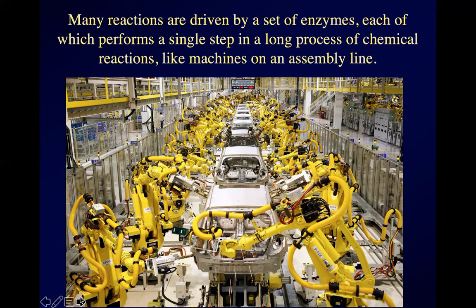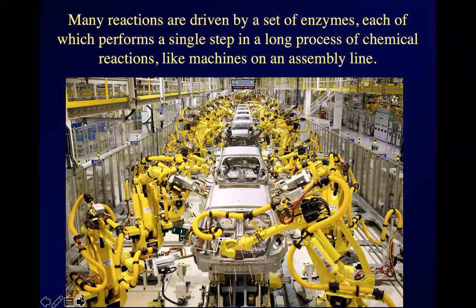Cells in your liver break down ethyl alcohol. It can't stick around in your body because it's ultimately toxic. So cells in your liver have to break it down, and it takes them several steps to do it. And every step is driven by a different enzyme, much like the assembly of a car in a factory takes many steps, each of which can be done by a single machine on an assembly line.